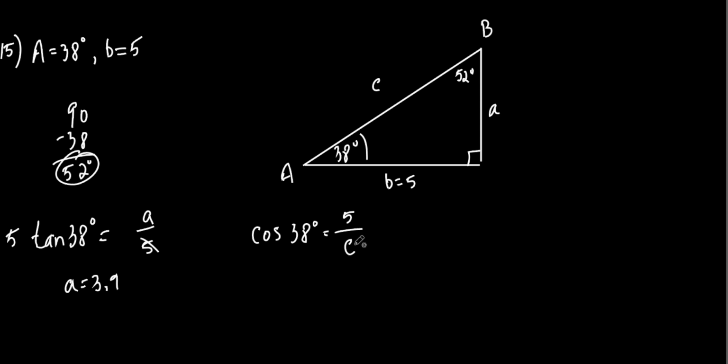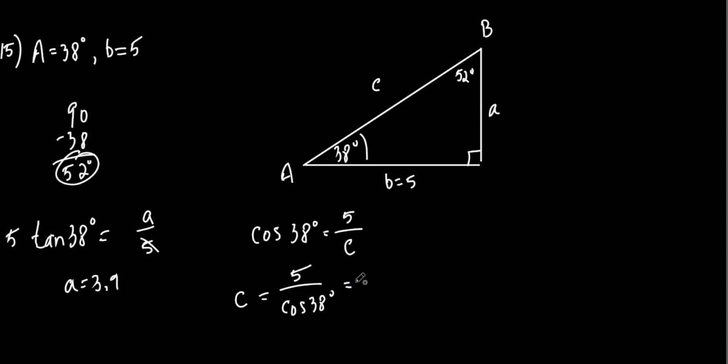If I want to get C by itself, I want it on top too, right? I don't want it on the bottom. I want it on top. So I'm going to move it over here to the left. Now I have to get rid of that cosine of 38. How do I get rid of that? Move it to the right by dividing it. So what am I left with? 5 over the cosine of 38 degrees.